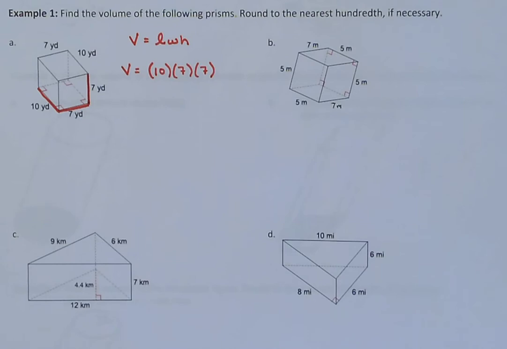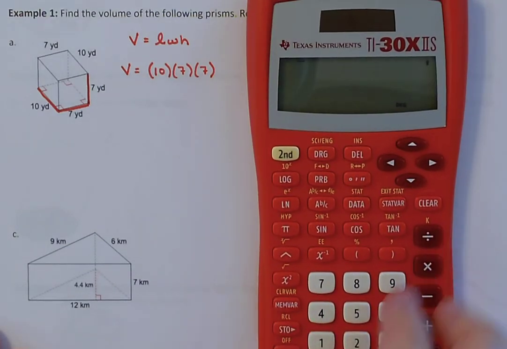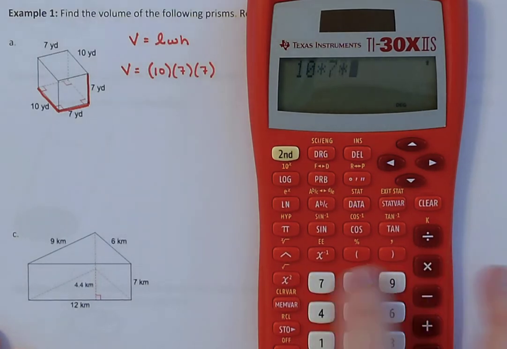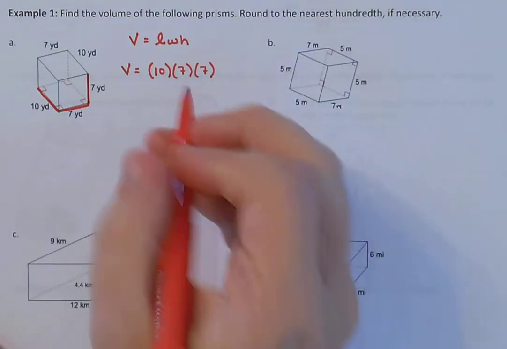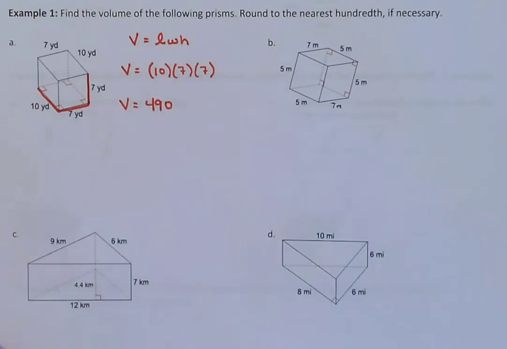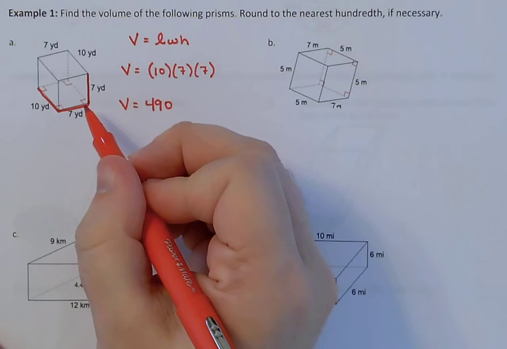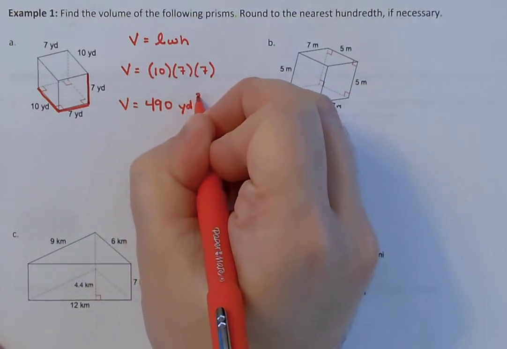So all you need to do is just use your calculator to go through and do 10 times 7 times 7. And when we go through and do that, we get 490 for the volume. So the volume of this rectangular prism is 490 yards cubed.